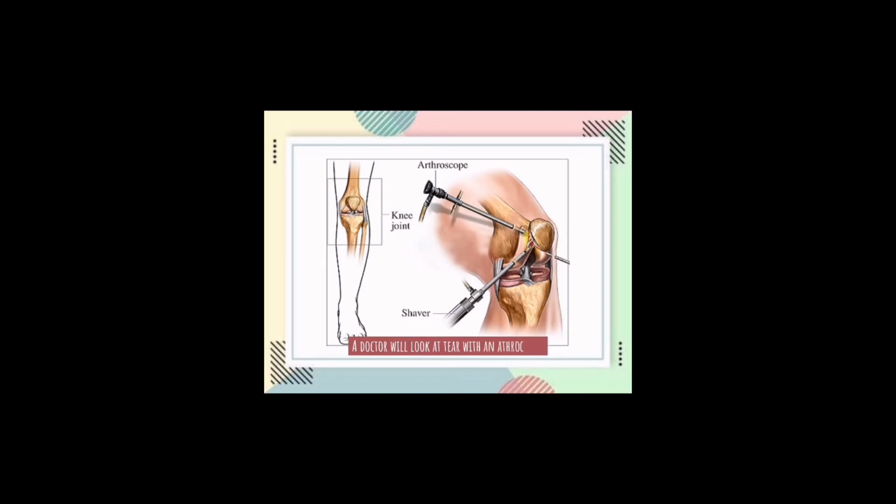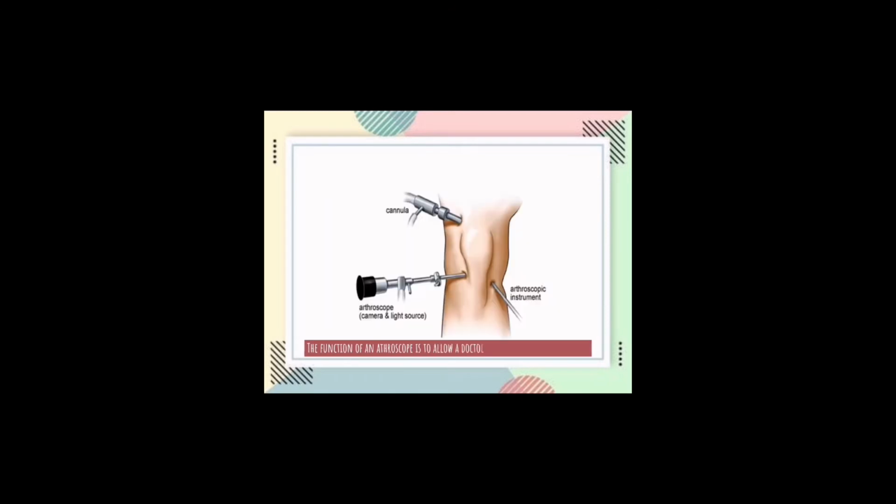Next imaging test is MRI, magnetic resonance imaging scan. This scan can assess the soft tissue in your knee joint, including the meniscus, ligaments, tendons, and cartilage. A doctor will look at it with an arthroscope. The function of the arthroscope is to allow the doctor to see inside the joint. The arthroscope is a thin tool which has a camera and lights.